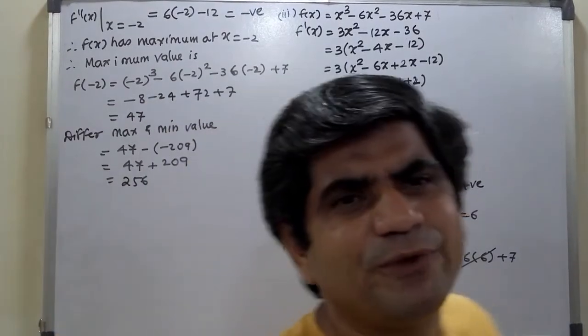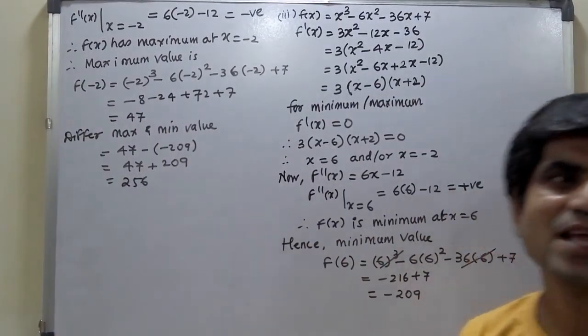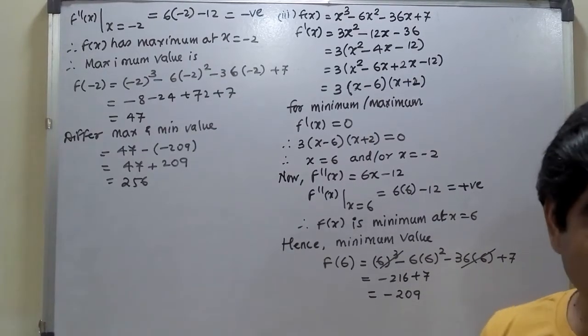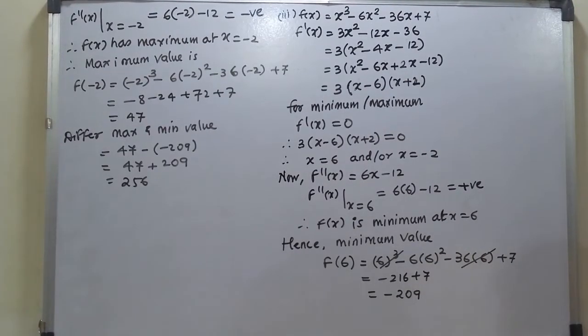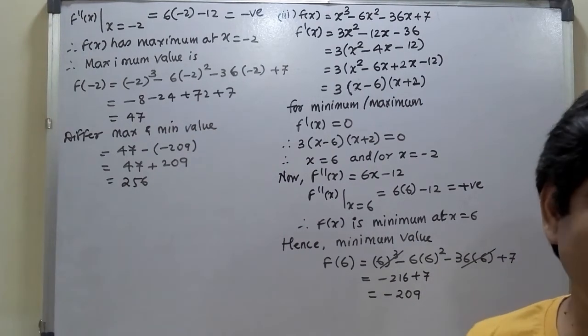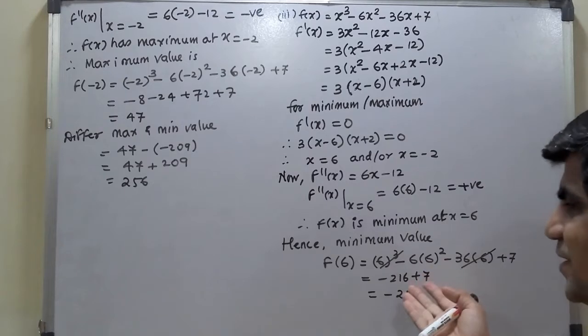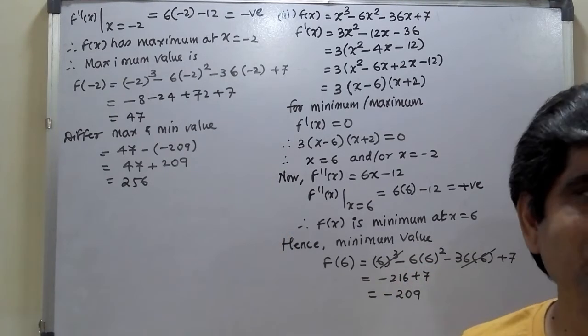Now many of you might be shocked, because when I was a student, I used to think in this particular way: x is bigger, 6, and there the minimum is coming, right? And at x is equal to minus 2 the maximum came.